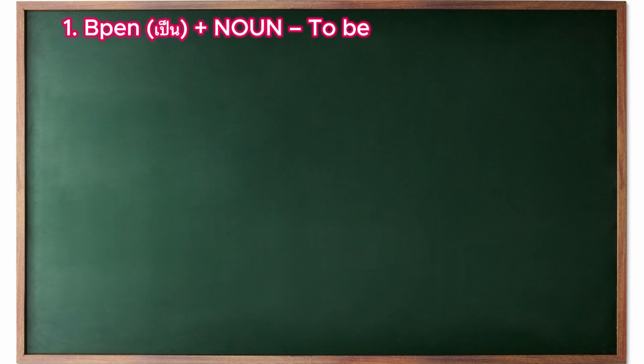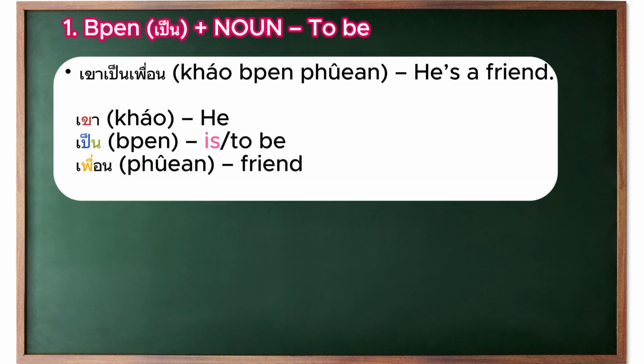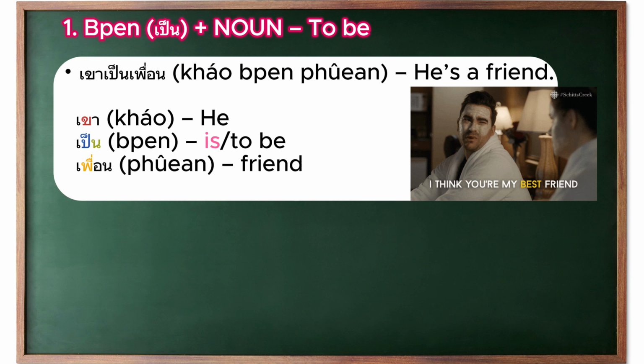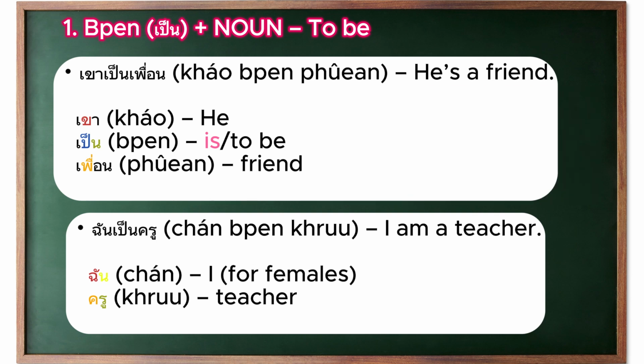The first use is เป็น followed by a noun. This means to be. Remember, it cannot be followed by an adjective. Here are some examples. เขาเป็นเพื่อน, He's a friend. เขา means he. เป็น is used as a verb that means is or to be. It indicates the state of being or existence of the subject in the sentence.